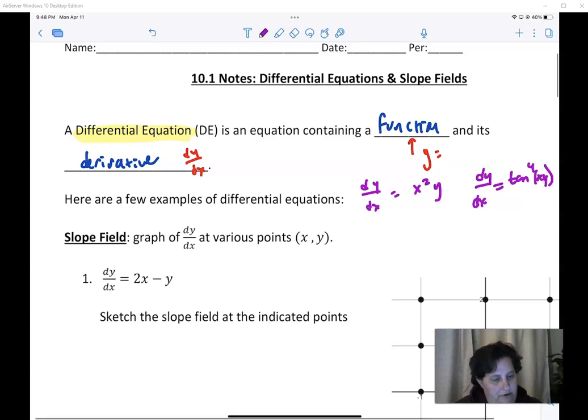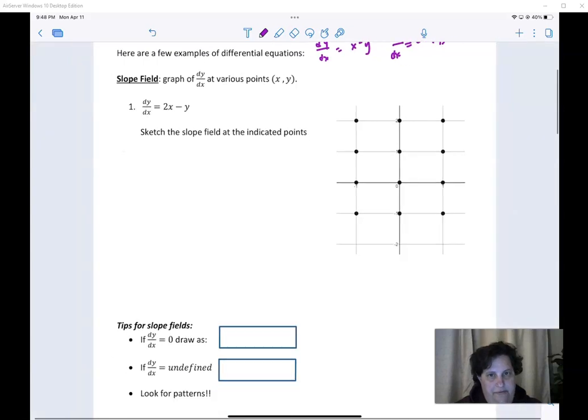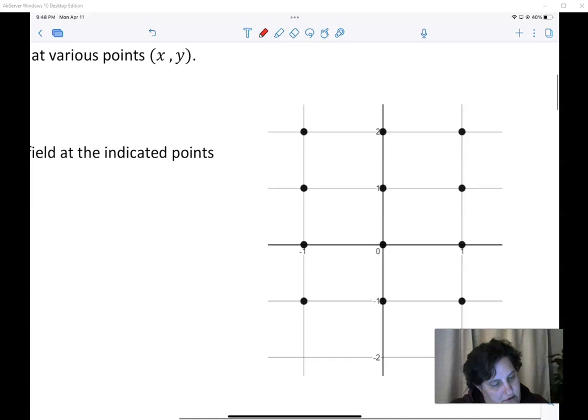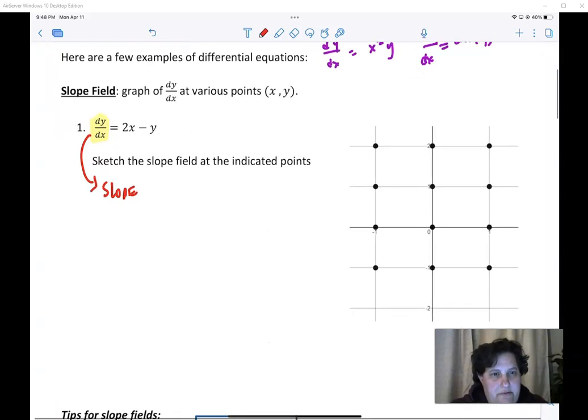Now, what we're going to do is graph slope fields. This is actually pretty cool and something that you will often be required to do on the AP test. When I'm graphing a slope field, let's remember what dy dx means from when we were studying derivatives. This is the slope. An example might say, sketch the slope field at the indicated points, and I have 12 points here. It's like, what's a slope field?